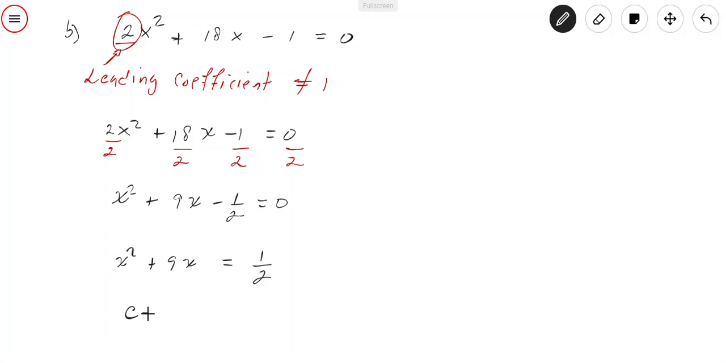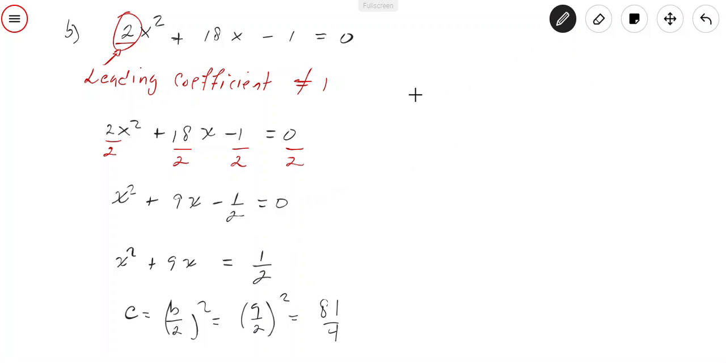Then find c, that is b over 2 squared. Since b in this case is 9, this is just 9 over 2 squared. It's a decimal number, so I'm not going to convert this into decimals; we just square both. 9 squared is 81, 2 squared is 4, so 9 over 2 squared is 81 over 4. Now I will add 81 over 4 to both sides of the equation.